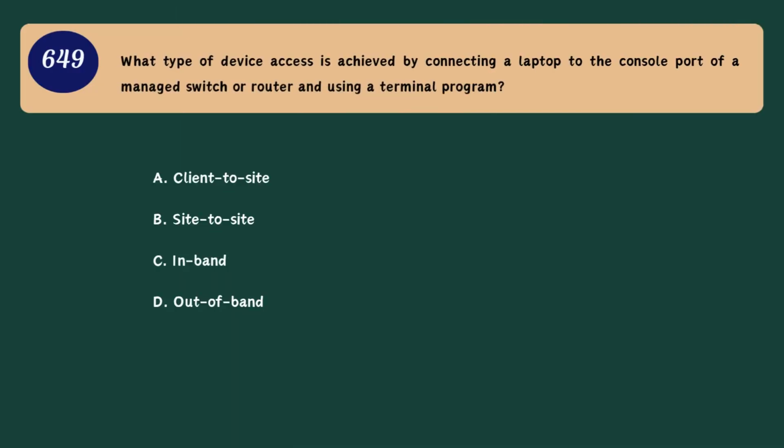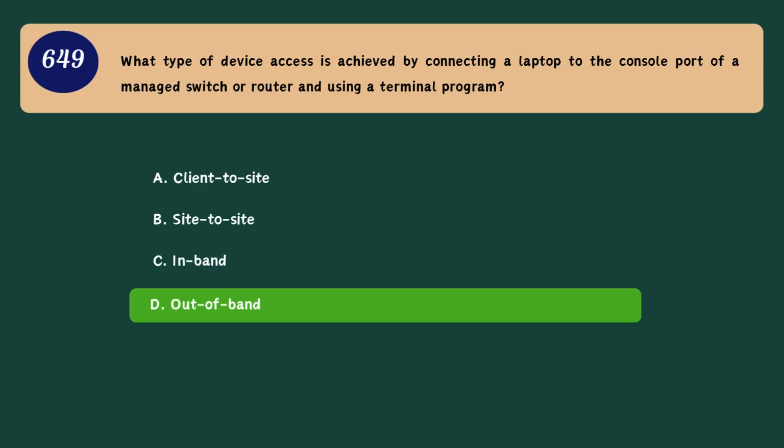Question 649. What type of device access is achieved by connecting a laptop to the console port of a managed switch or router and using a terminal program? A. Client-to-site. B. Site-to-site. C. In-band. D. Out-of-band. Correct answer. D. Out-of-band.